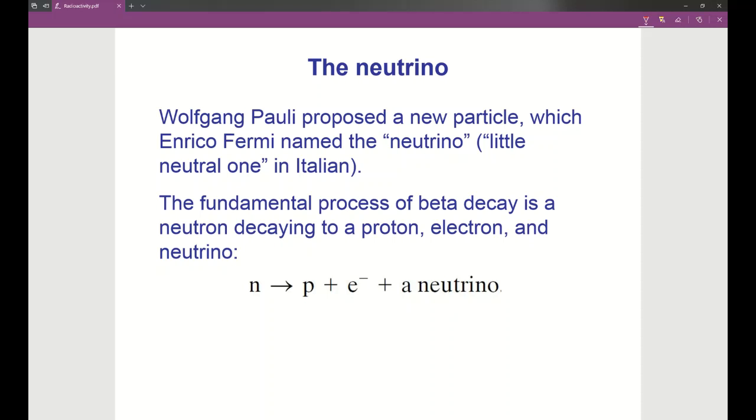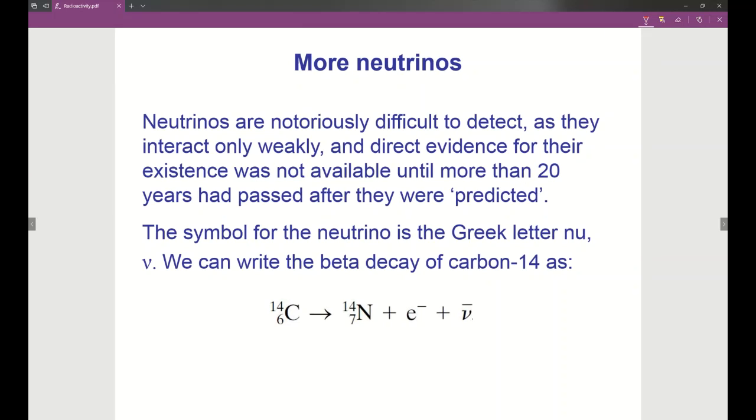We know that some particle has to gain all that kinetic energy and momentum. So we can see here that the fundamental process of beta decay is indeed this neutron, which decays into a proton, electron, and a neutrino. Now, neutrinos are really weird particles. They're really difficult to detect.